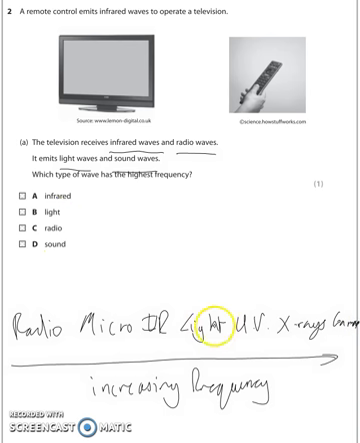So which is the one? Is it infrared? Well, no, because that's lower in frequency than light. Radio is the lowest. Sound isn't on our electromagnetic spectrum, so it would have to be light.